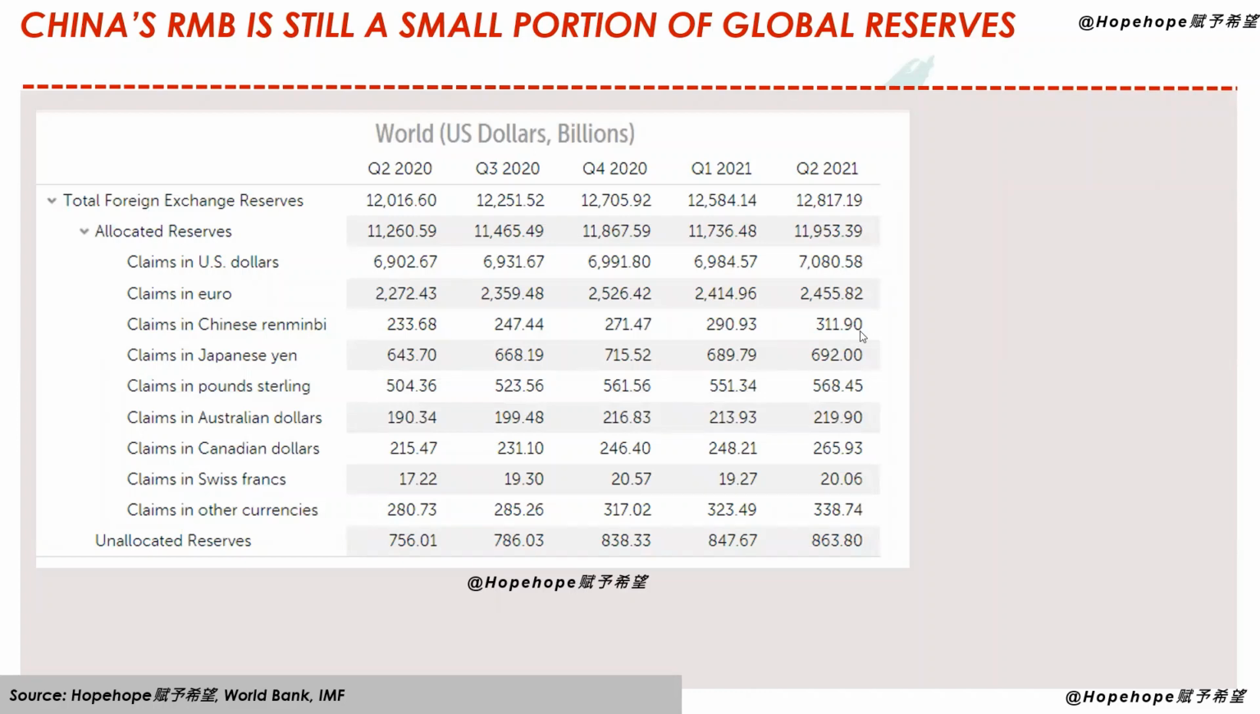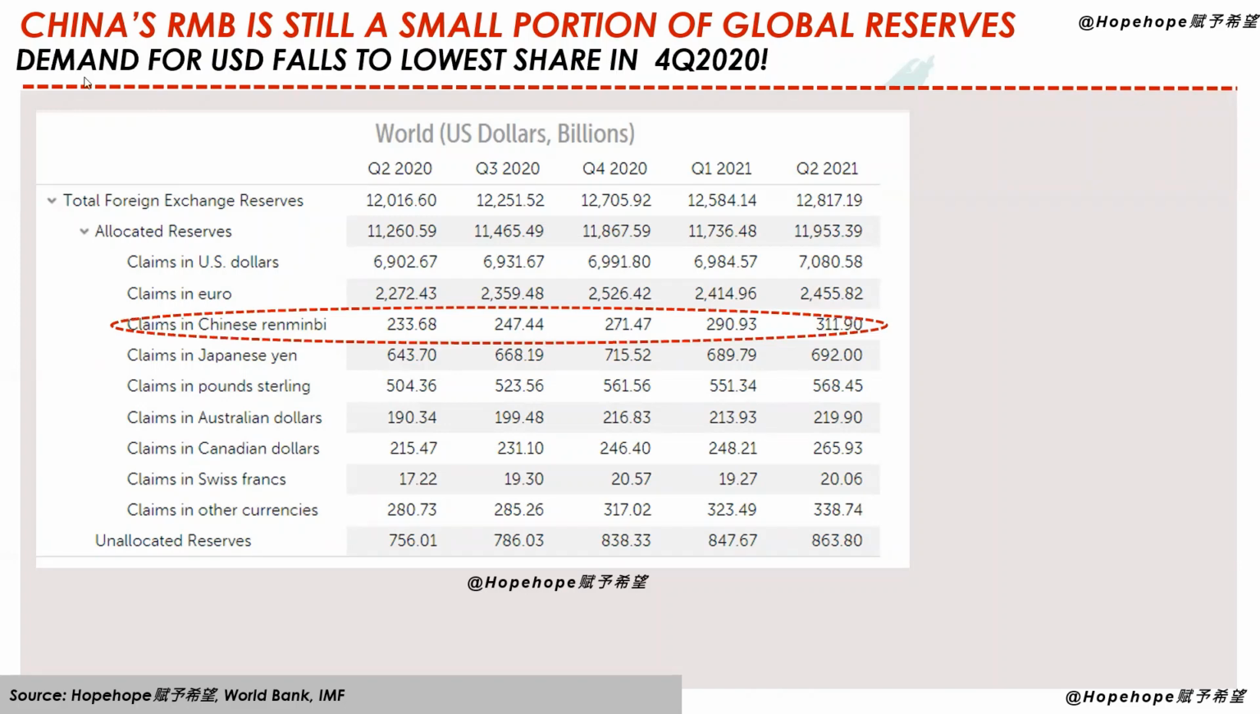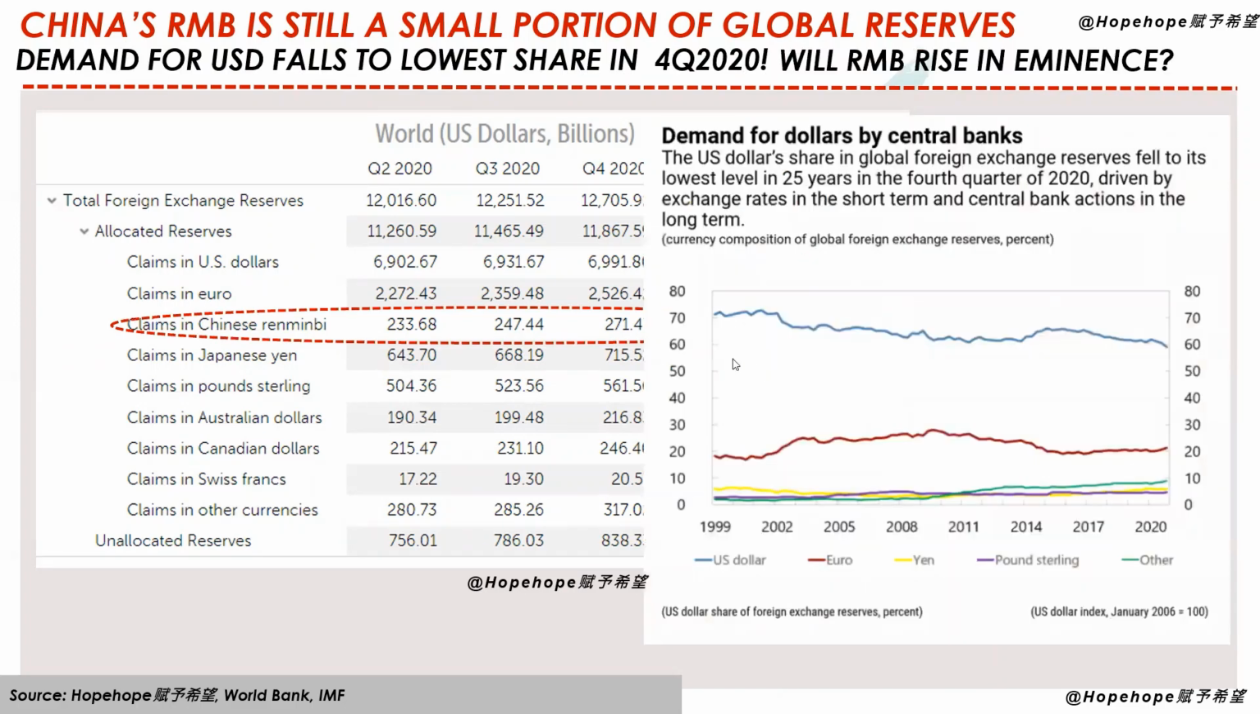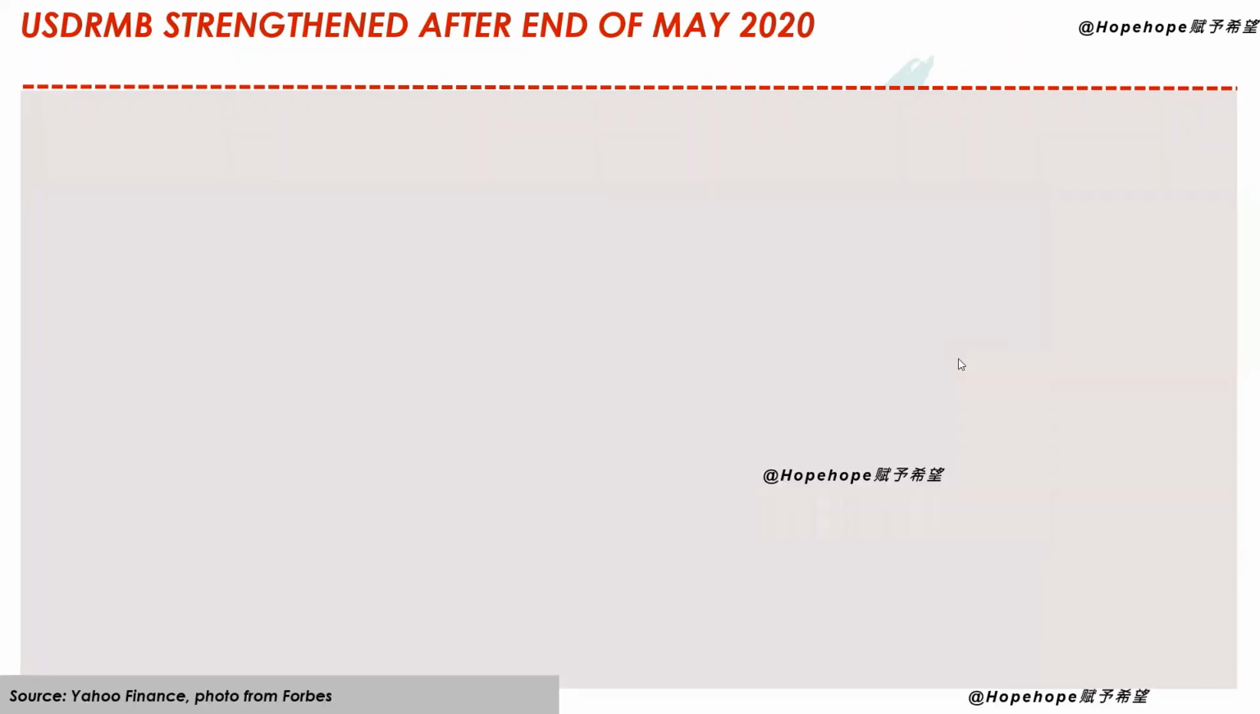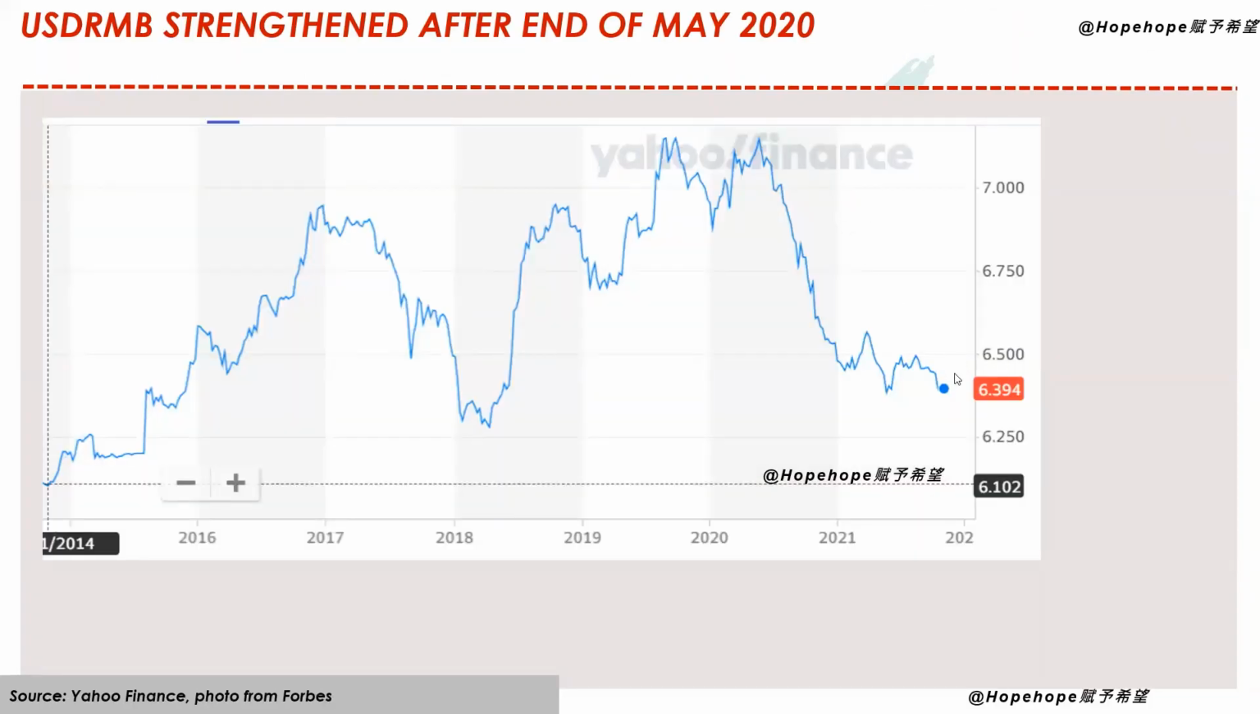Renminbi is still only 311.9 billion of reserve in Chinese Renminbi, by records kept in the World Bank. Nevertheless, we know that demand for USD fell to its lowest share in 4Q 2020, coming down from above 70% to around 60%. So is renminbi strength the reason why China is not keeping so much foreign reserve? That could be a possibility, and it's just keeping around more than 3.2 trillion of foreign reserve.